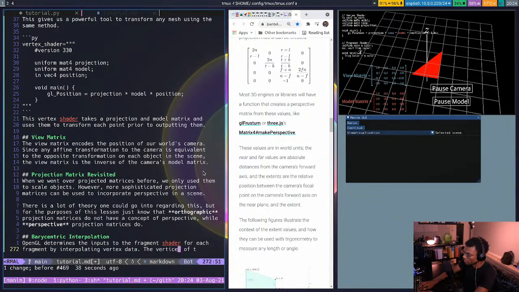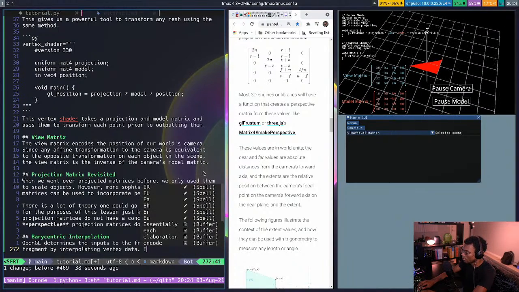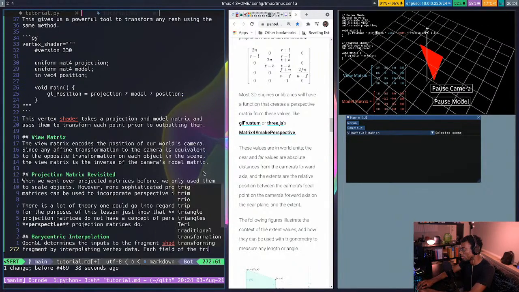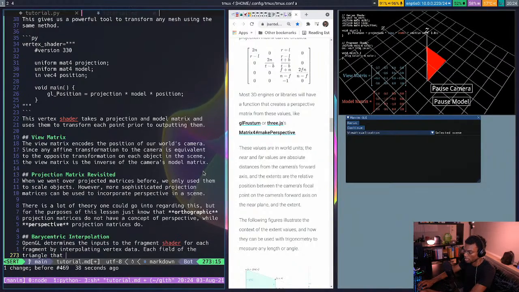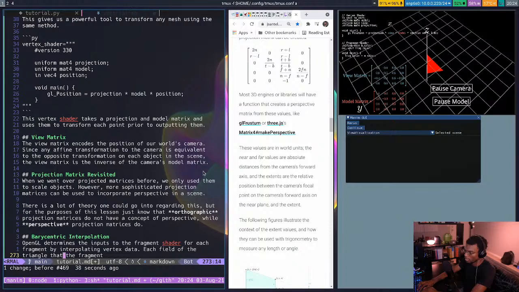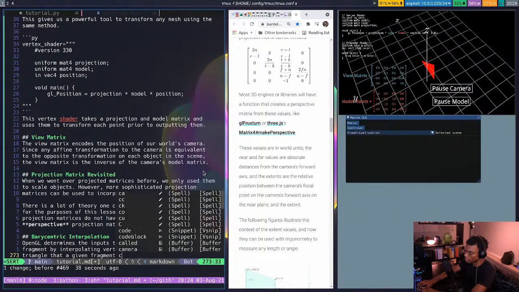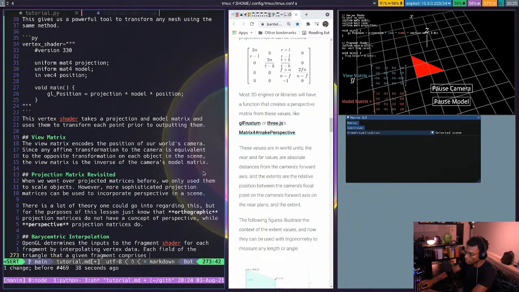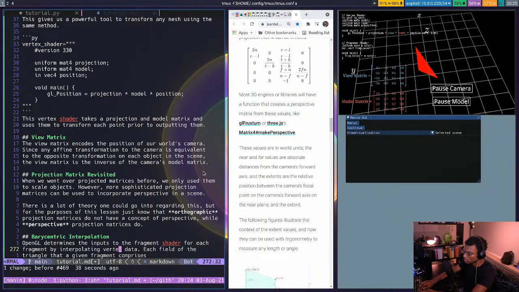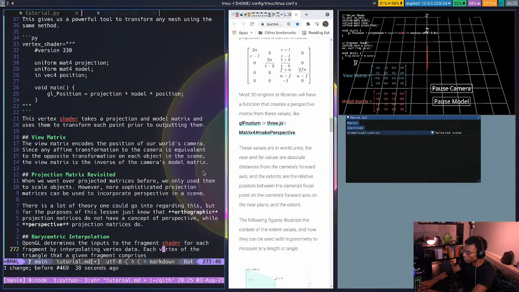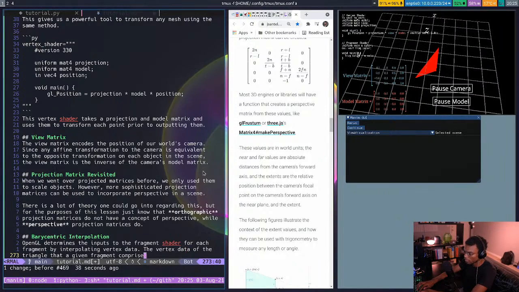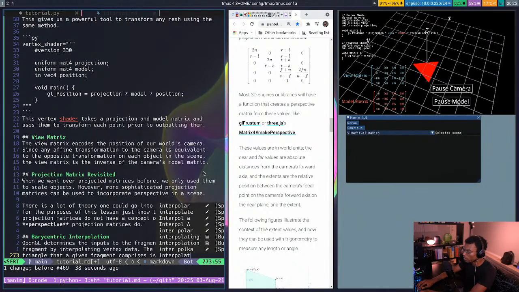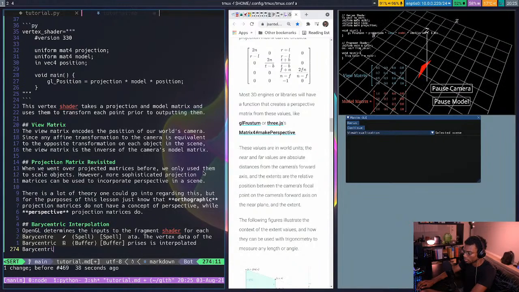Inputs to the fragment shader for each fragment by interpolating vertex data. Let's say that a given fragment comprises each vertex, or the vertex data of the triangle that a given fragment comprises is interpolated barycentrically. There's no way that's a word.